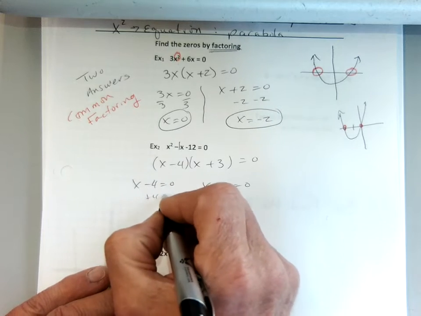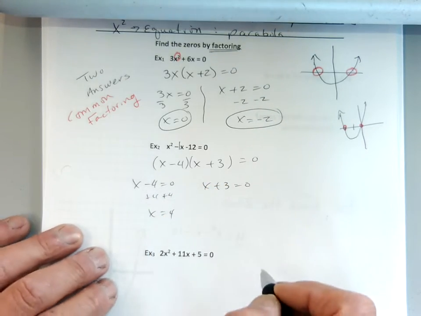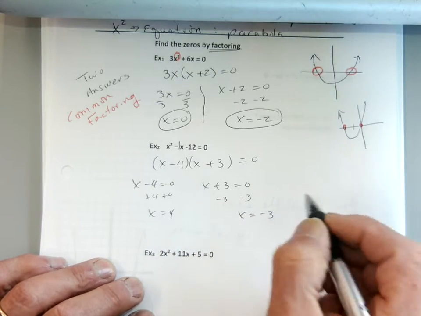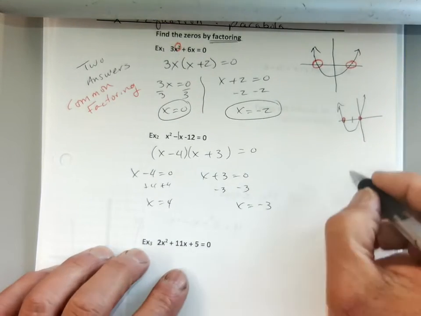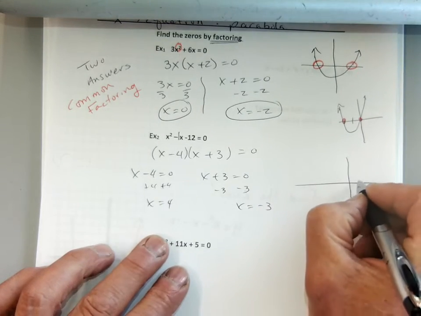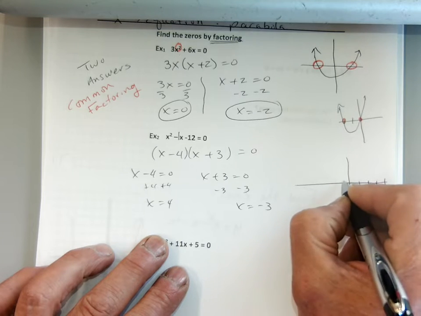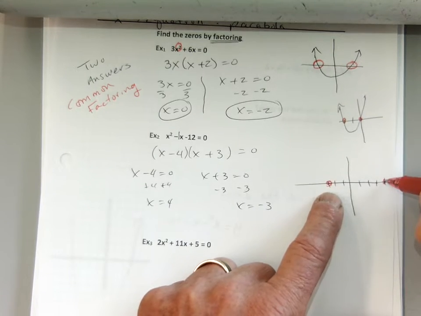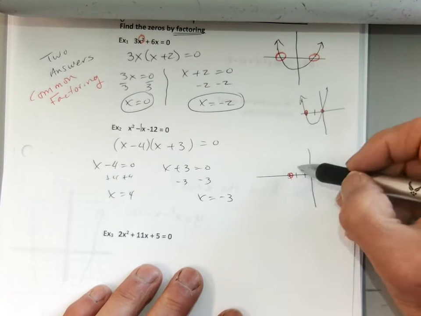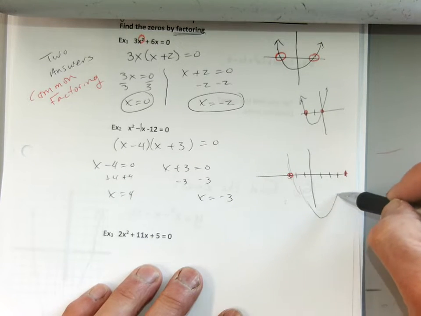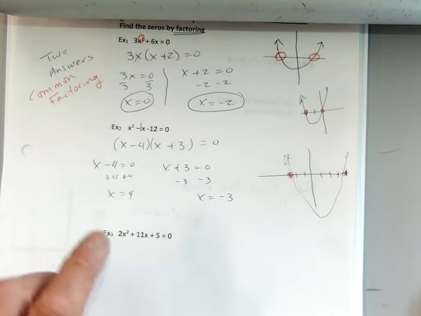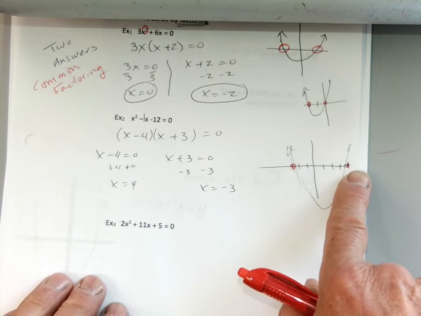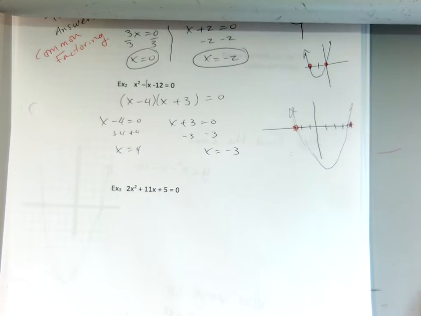Plus 4, x equals 4, minus 3, x equals negative 3, okay? So then, what are these? Well, 1, 2, 3, 4, 1, 2, 3. They are these values, right? And the parabola might look something like this. We don't really need to graph it yet, but it looks something like that, okay? So we know that our zeros are the x-intercepts. Okay, is this easy? Hopefully. We've been doing this for like a month.